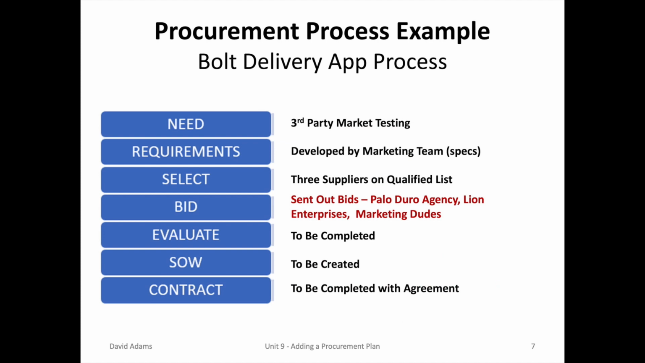So, in following the procurement process for our example, the third-party market testing was identified, requirements were developed by the marketing team, that is the specifications, 3 suppliers were on the qualified list, and bids were sent out to 3 companies, the Palo Duro Agency, Line Enterprises, and the Marketing Dudes. Our next step is to evaluate to see which one of these companies will be chosen as a preferred supplier.